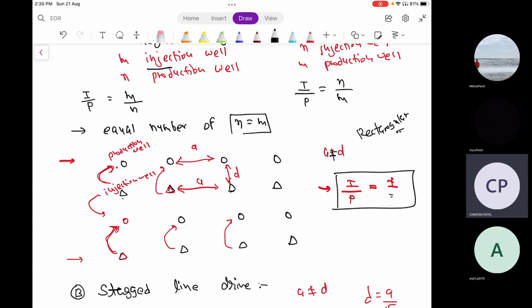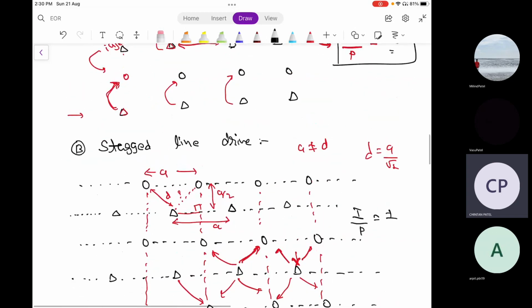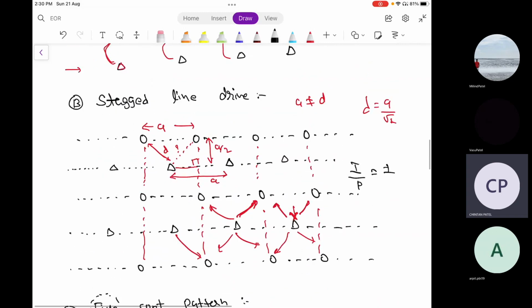A might not be equal to D, but the distance between two consecutive values is the same. Like A is equal to A star. I can say, let's say this is A star. That A must be equal to A star, not equal to D. So here we will get a rectangular shape. Okay, in staggered line, again we do not have any kind of shape here.